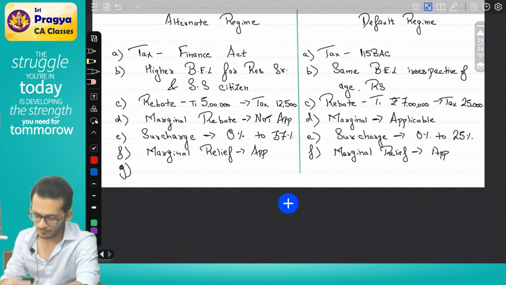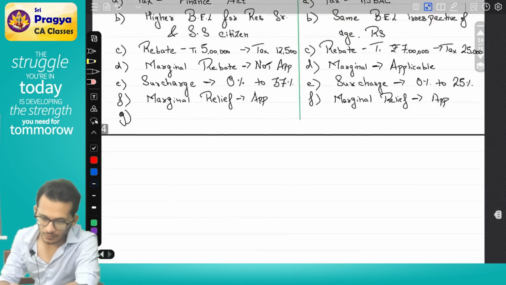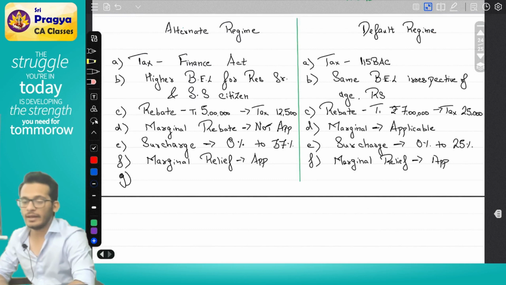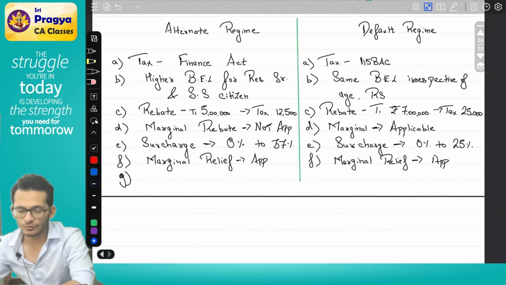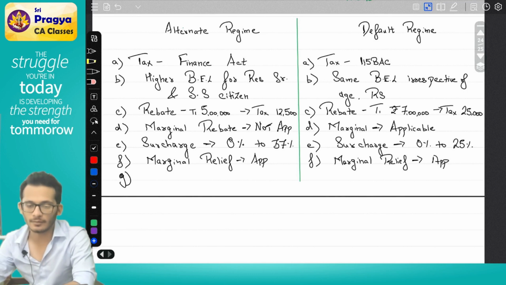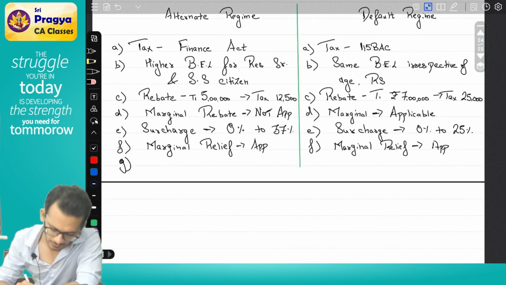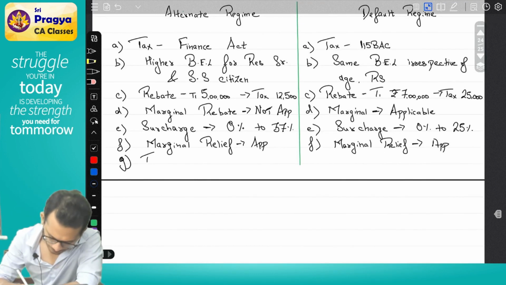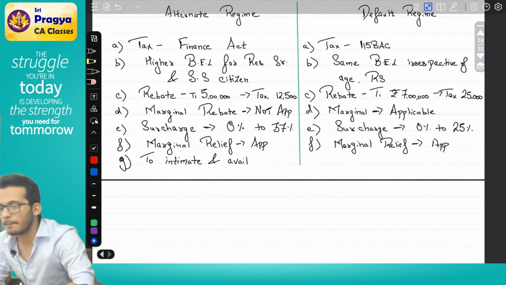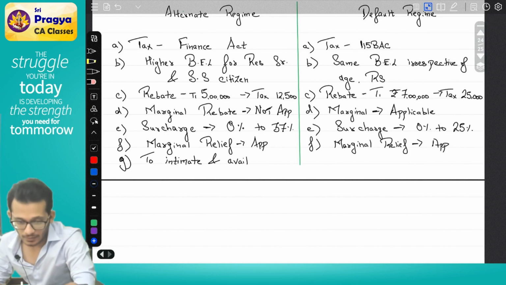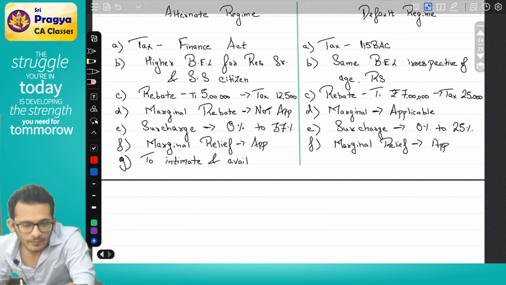G. Rahul, I have both the regimes and I want to choose the alternate regime. Can I directly choose it, or do I have to intimate the government? I have to intimate the government. So in the alternate regime, you have to intimate and avail.